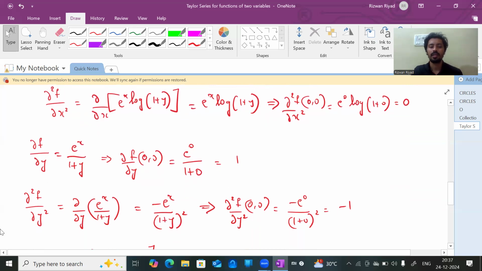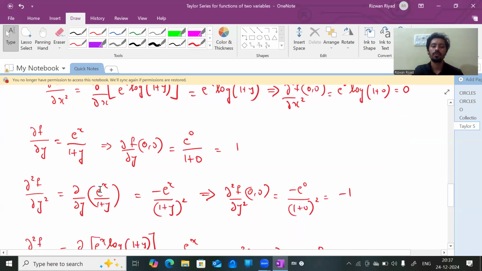Okay, now do the second derivative. Differentiate it again. That means ∂²f/∂y². ∂f/∂y we already got. That is e^x/(1+y). So second derivative means differentiate it with respect to y again. So ∂/∂y of e^x/(1+y).